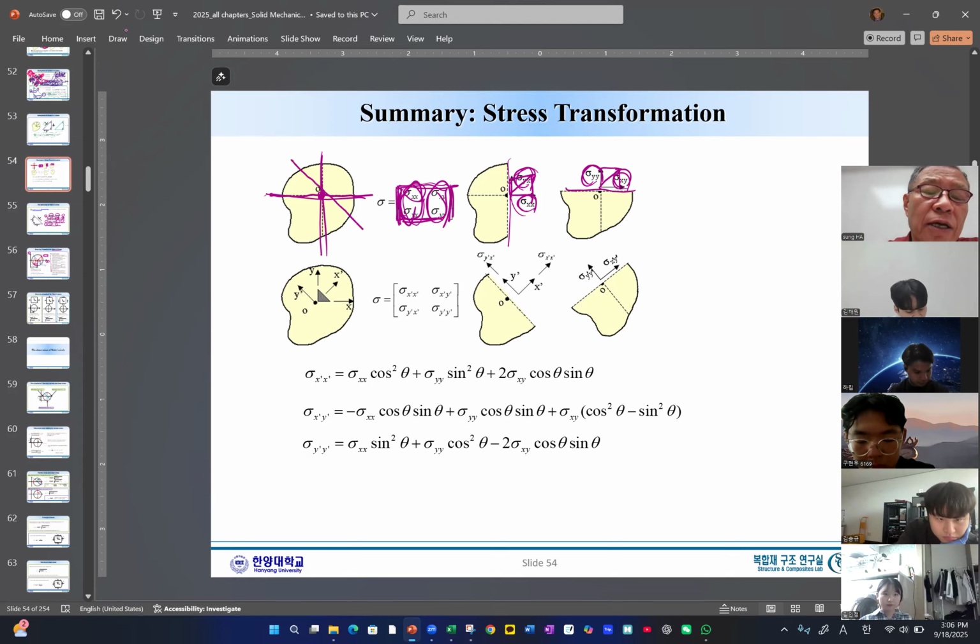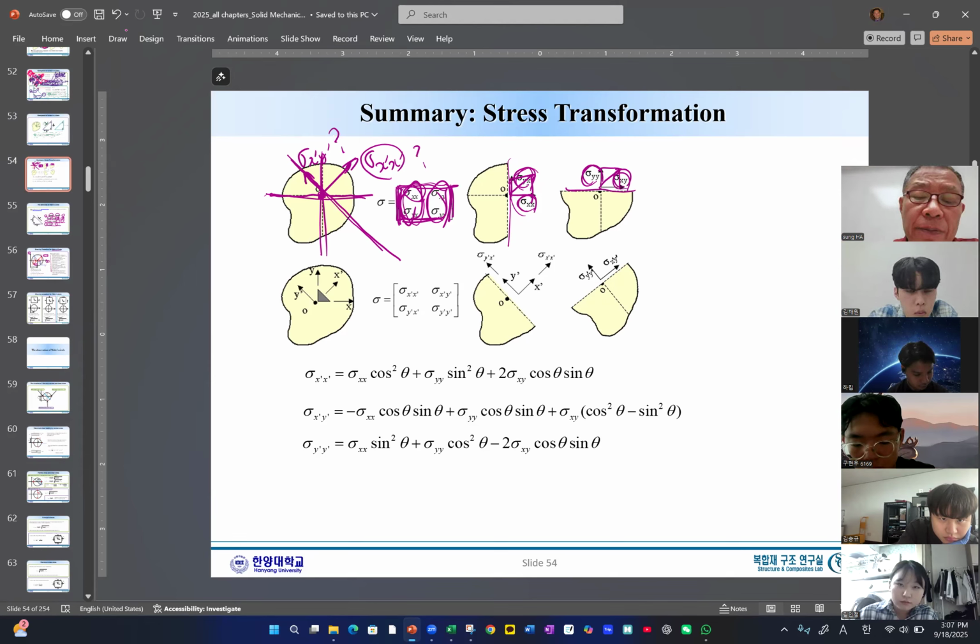Now we'd like to cut here. What if we cut here? What kind of stress will appear? Normal and shear. So we call this sigma x prime, and this is sigma x prime y prime. How much of this and how much of that? That is the concept.